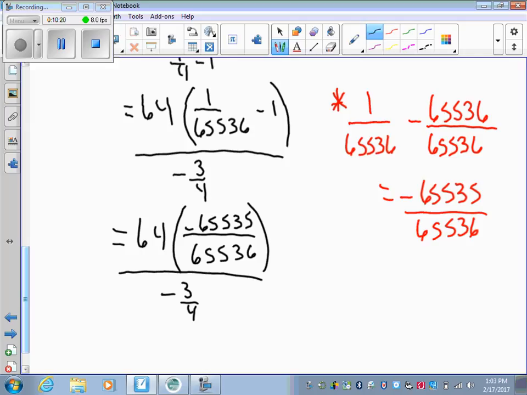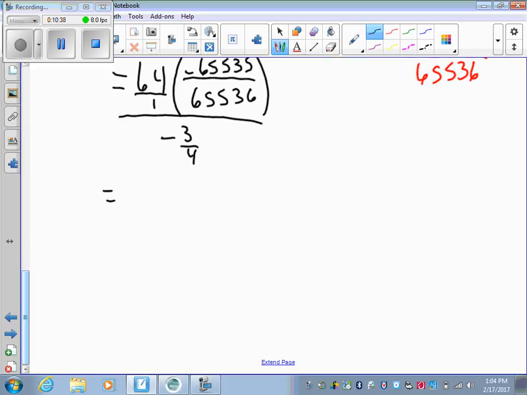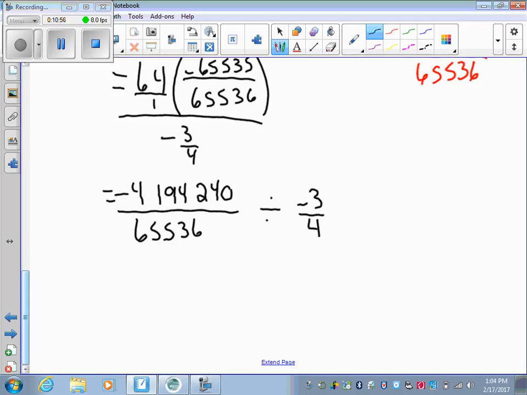Now, that won't work out evenly to divide those, so we will just multiply first. So it's like saying 64 over 1. 64 times negative 65,535 is equal to negative 4,194,240 over 65,536. Now, I'm going to put the division sign here, divided by negative 3/4, because remember, when you divide fractions, you flip and multiply.